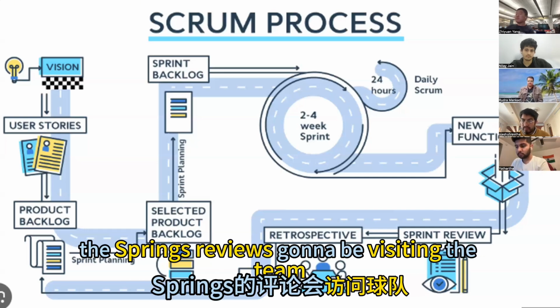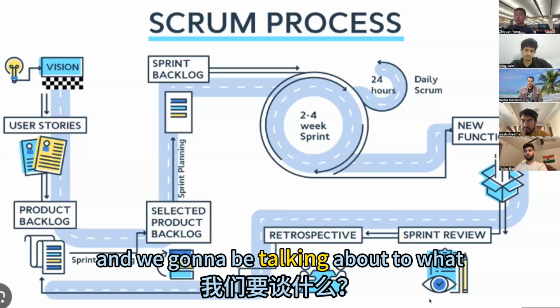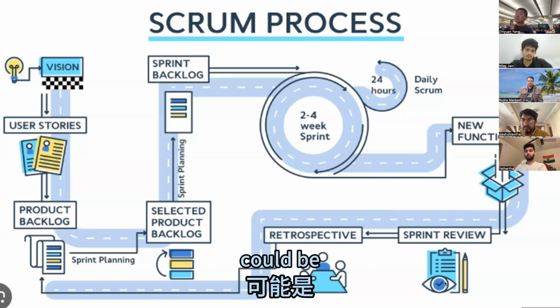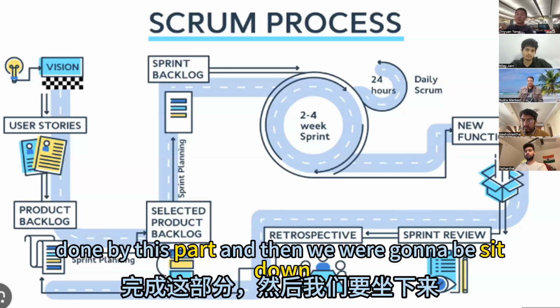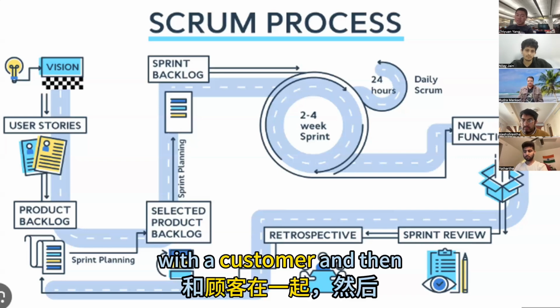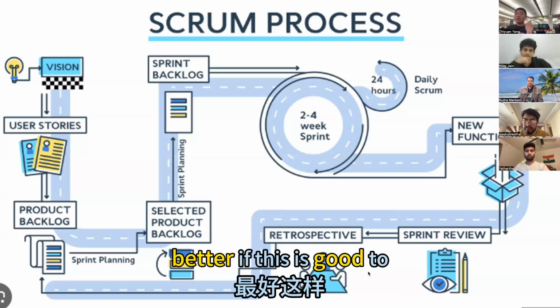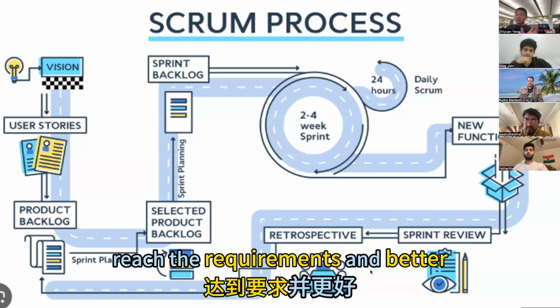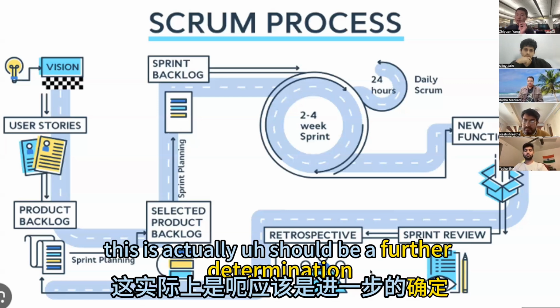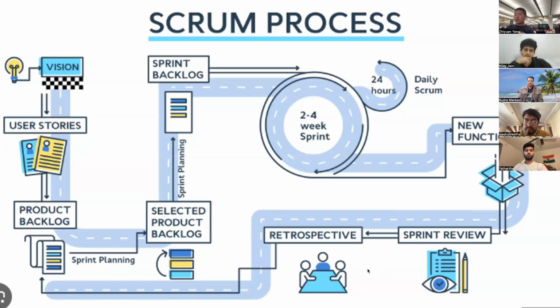The sprint review is going to face the team, and we're going to talk about what could be done in this part. And then we're going to sit down with a customer and talk about the further steps, and whether this is good enough to reach the requirements, and whether there should be further determination. Anyone wants to share something else?